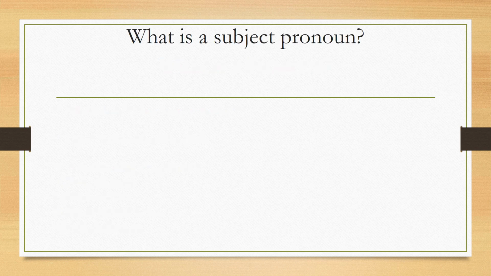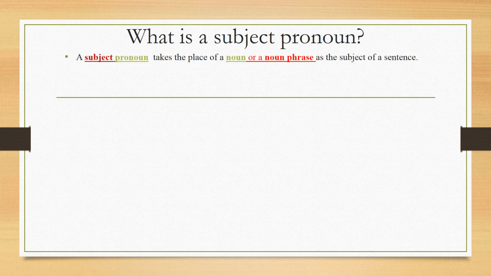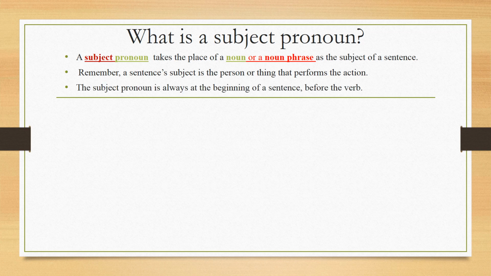What is a subject pronoun? A subject pronoun takes the place of a noun or noun phrase as the subject of a sentence. Remember, a sentence subject is the person or thing that performs the action. The subject pronoun is always at the beginning of a sentence before the verb. Singular subject: I, you, he, she, it. Plural subject: we, you, they.